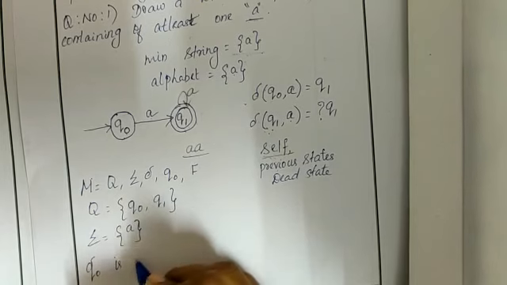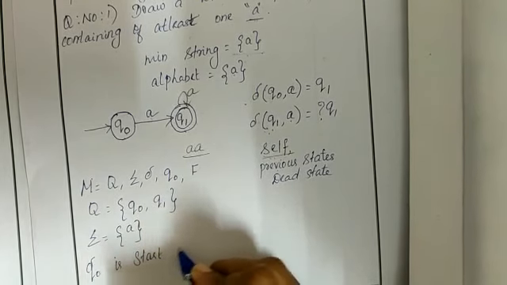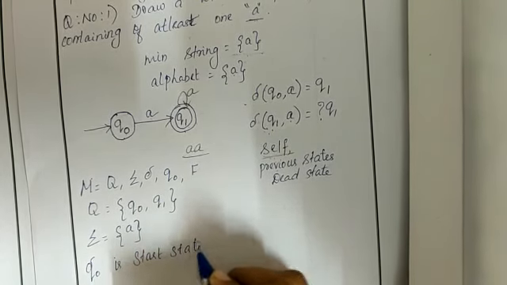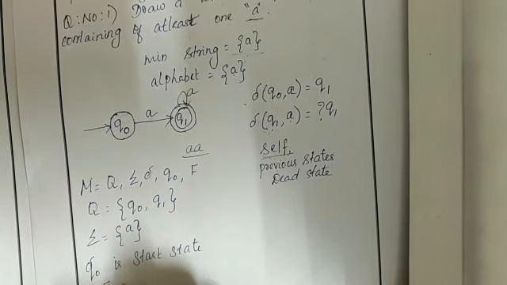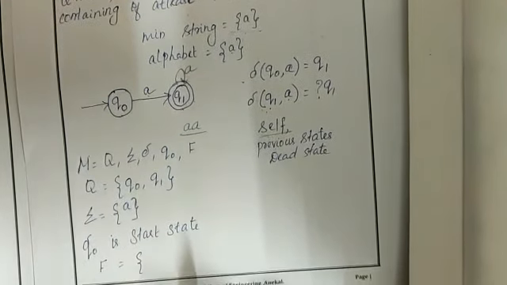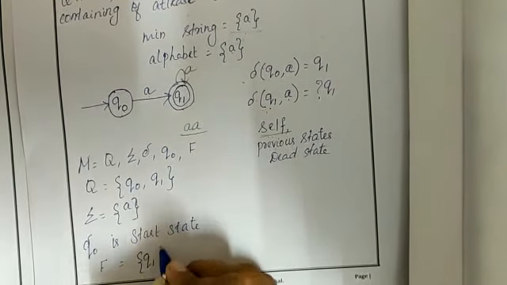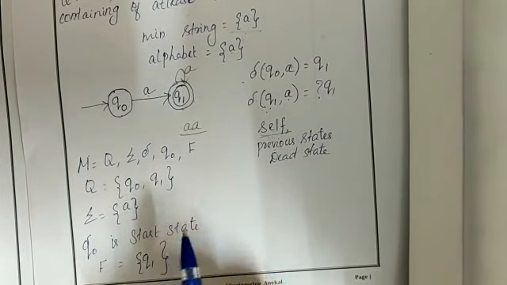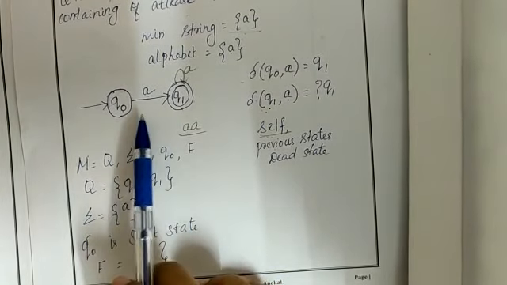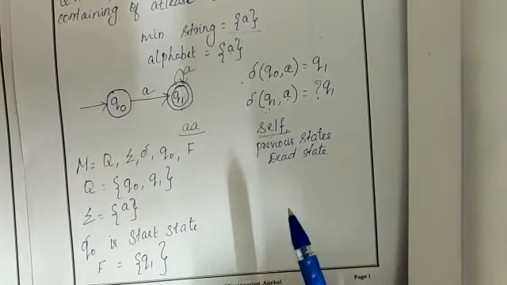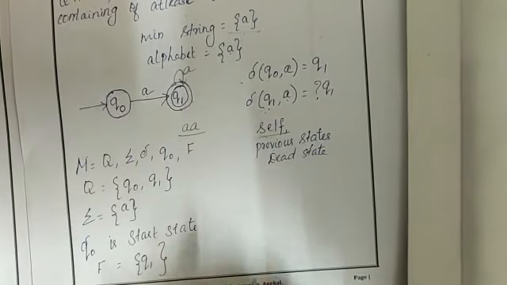And what is your Q0? Q0 is the start state. And F is your final state. Which is your final state? The final state is Q1. How will you identify the final state? The state with a double circle is the final state. You have written your machine.